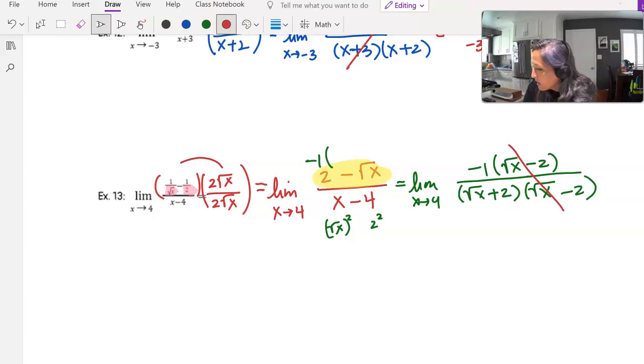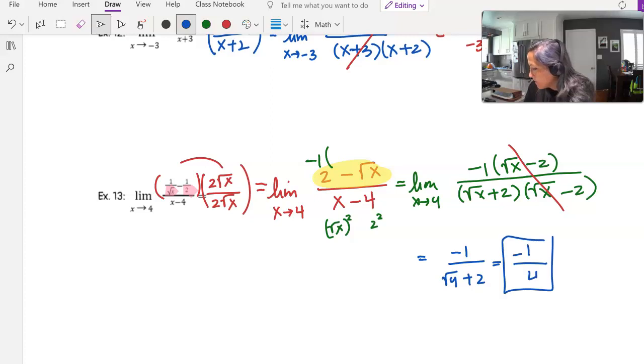All right. And now we are ready to plug in. Beautiful. So I can go ahead and do my substitution. Negative 1 all over the square root of 4 plus 2 is negative 1 over 4. Done. All right, there we go. That is all of the algebraic limits until we get into the trig stuff, which will come later.